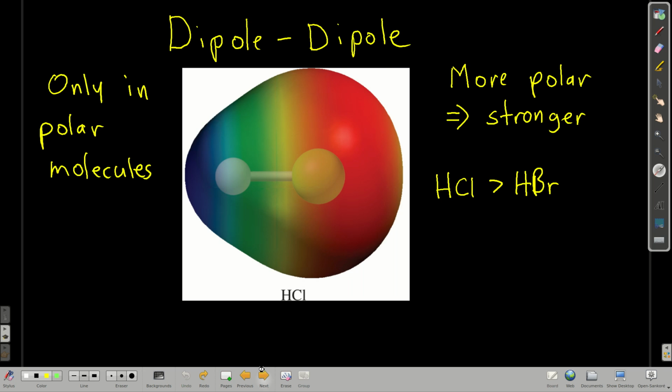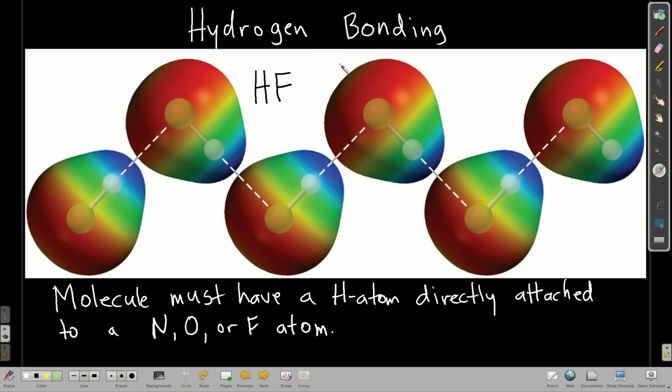So dipole-dipole. And the last one we're really going to talk about is called hydrogen bonding, which is not really a type of bond, but an intermolecular force. So first of all, the condition for a molecule to have hydrogen bonding is it must have a hydrogen atom that's directly bonded to only one of three types of atoms: nitrogen, oxygen, or fluorine. If it's not the case, it's no hydrogen bonding. And so the way hydrogen bonding occurs is like this. This is hydrogen fluoride. So we have a hydrogen directly attached to a fluorine atom.